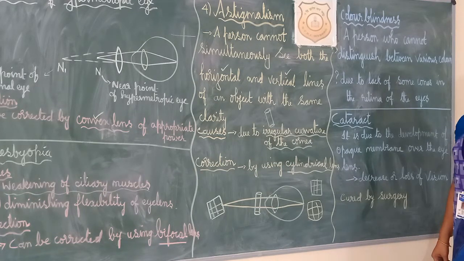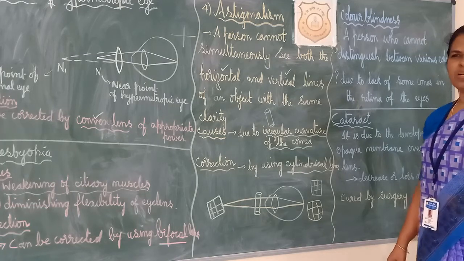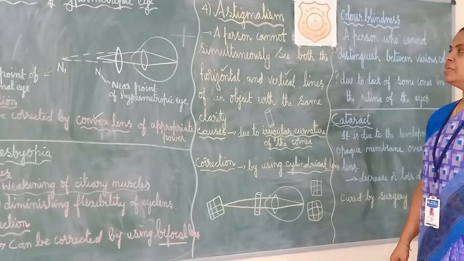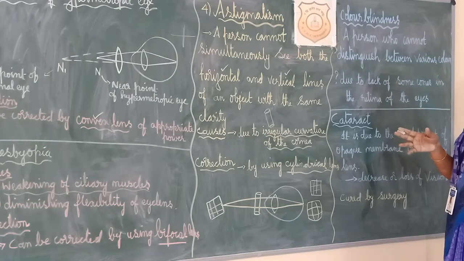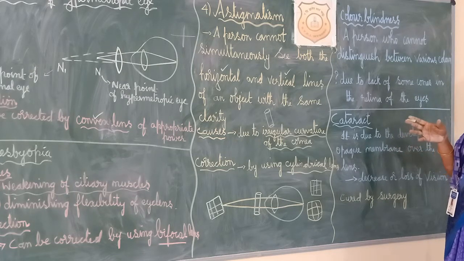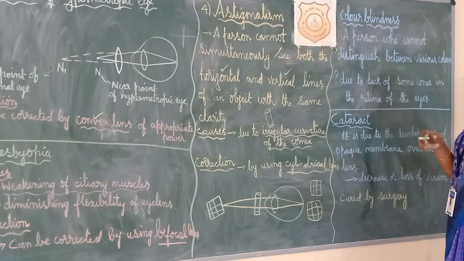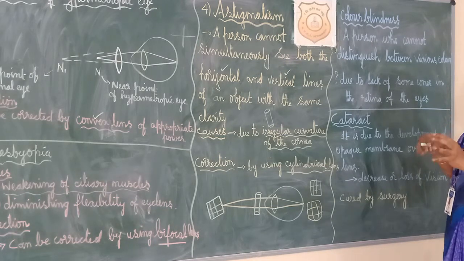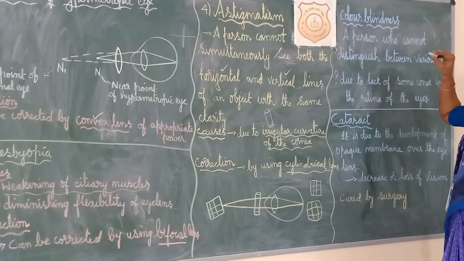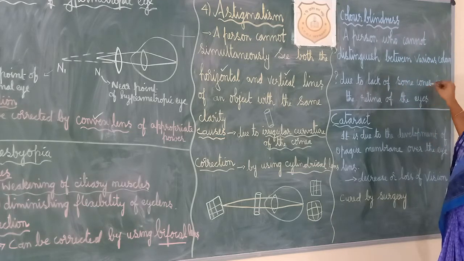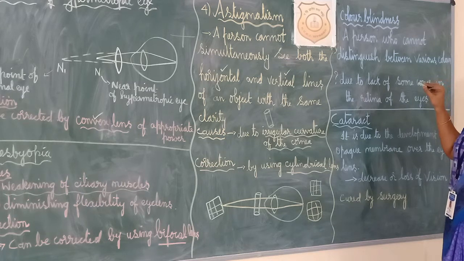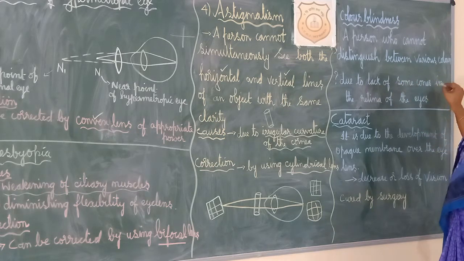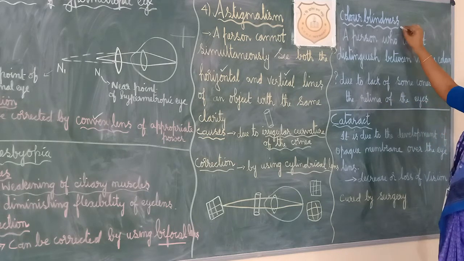Color blindness. What do you mean by color blindness? They will not be able to see a specific color. A person who cannot distinguish between various colors. Some people will not be able to see blue color properly, or green color properly. So that particular color they will not be able to see clearly. Okay, that is called color blindness. What is the reason for that? Due to the lack of some cones. Cones are responsible for colors. Specific cone cells will not be there in the retina of the eye, so they will get color blindness.